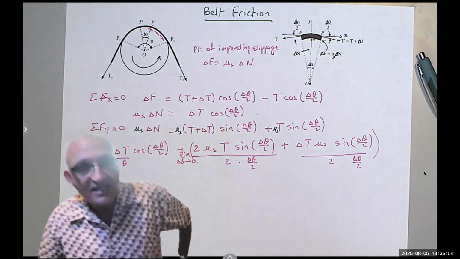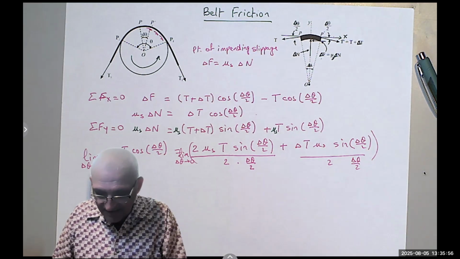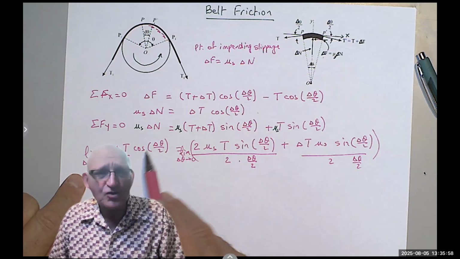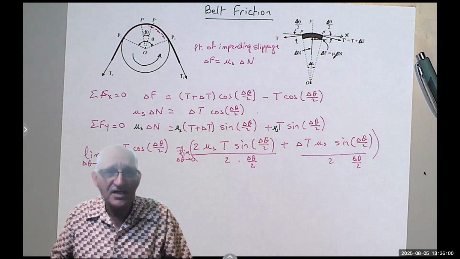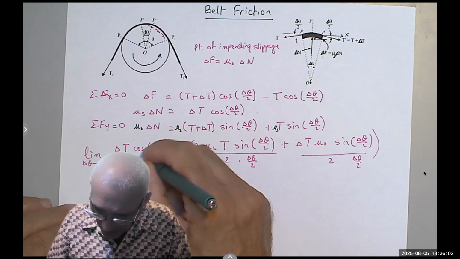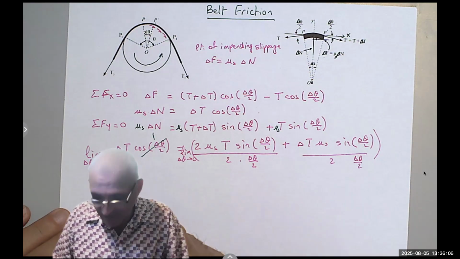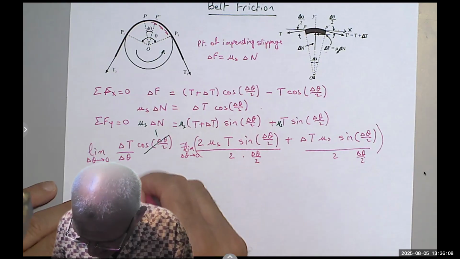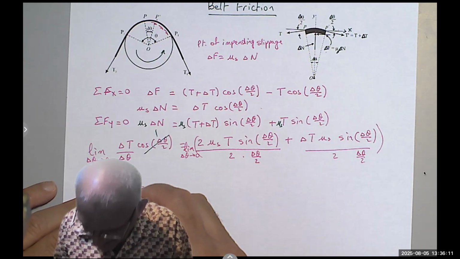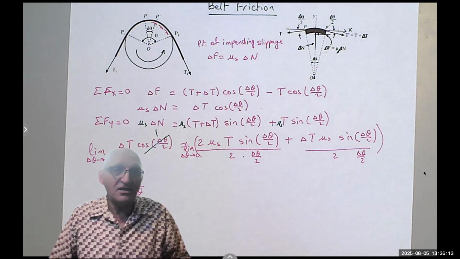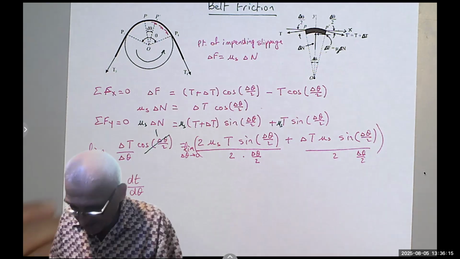Let's look at the left-hand side. As delta theta approaches 0, cosine delta theta over 2 is cosine of 0, and cosine of 0 is 1. When we say the limit of delta T over delta theta, we call that dT d theta, right? That's the definition of the differentiation.